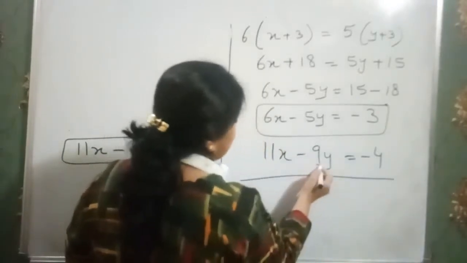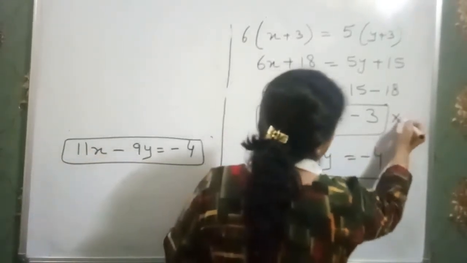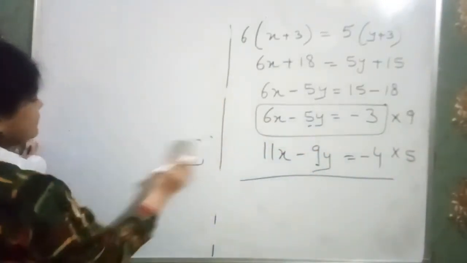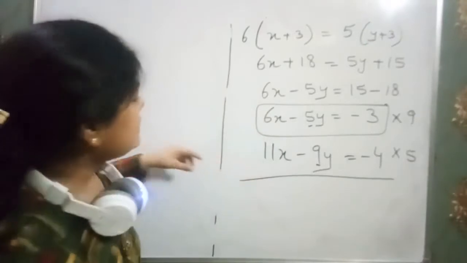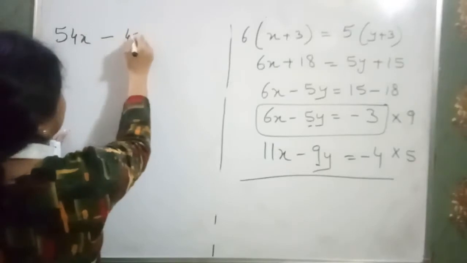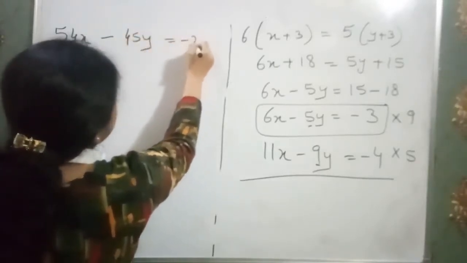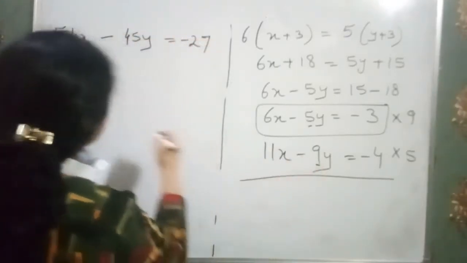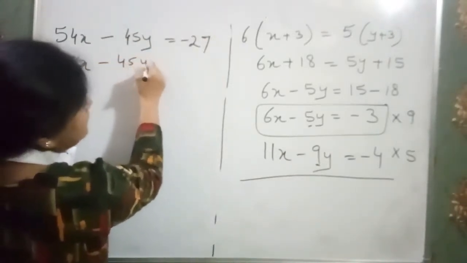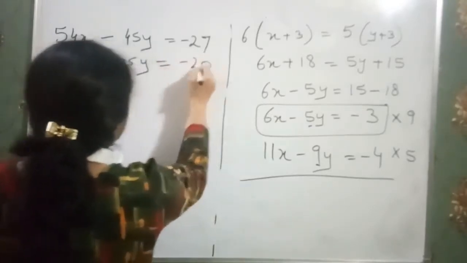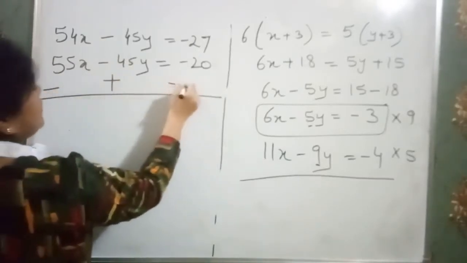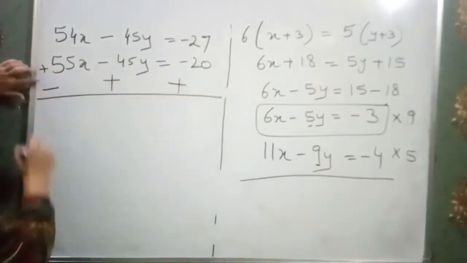So this is 9 and this is 5. So multiply it with 9 and with 5. Okay. So what we have, 9 times 6 is 54x minus 45y equals minus 27. Now here we have 5 times 11, 55x minus 45y is equal to minus 20. Now change the signs in order to cancel this.